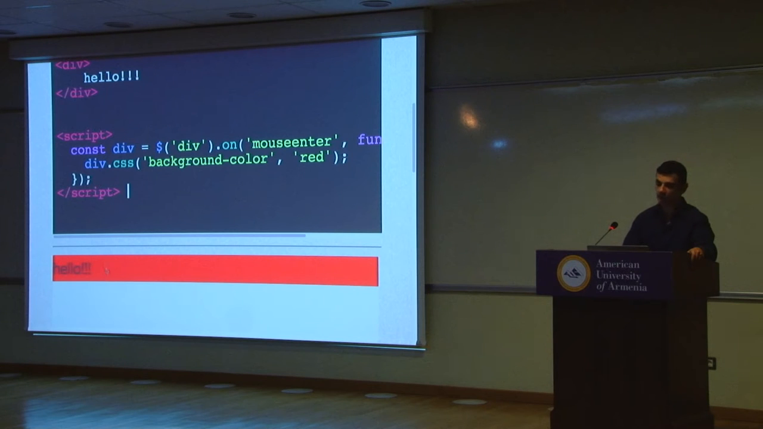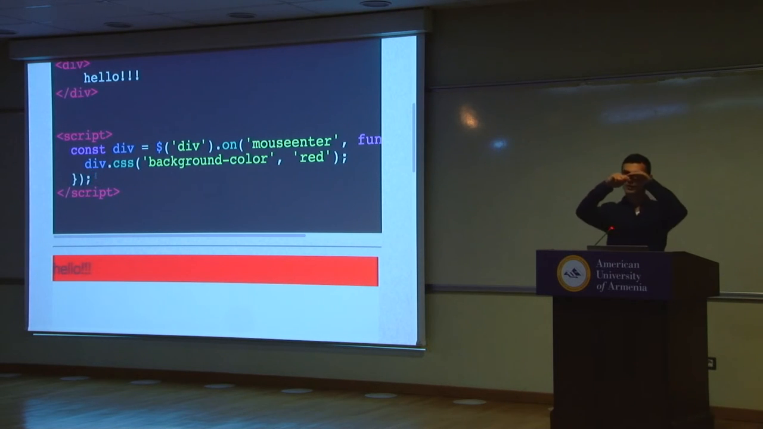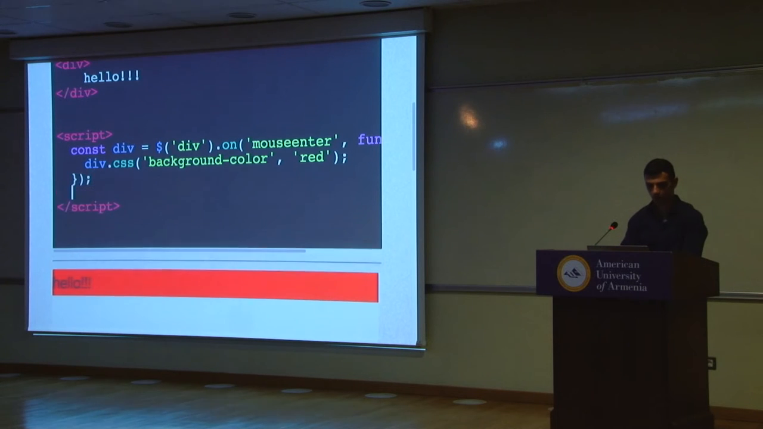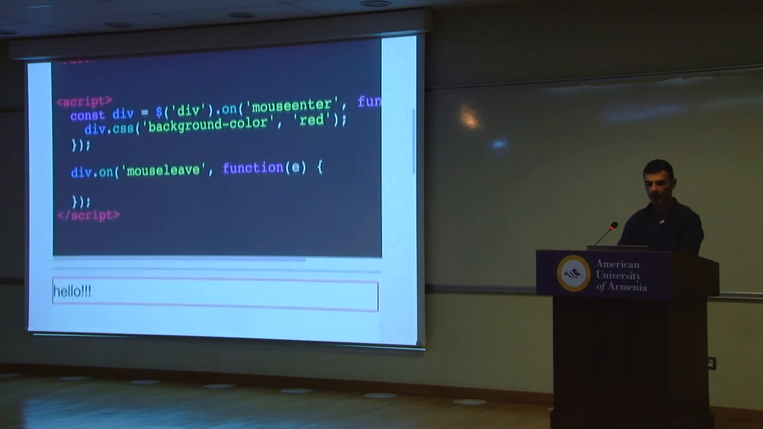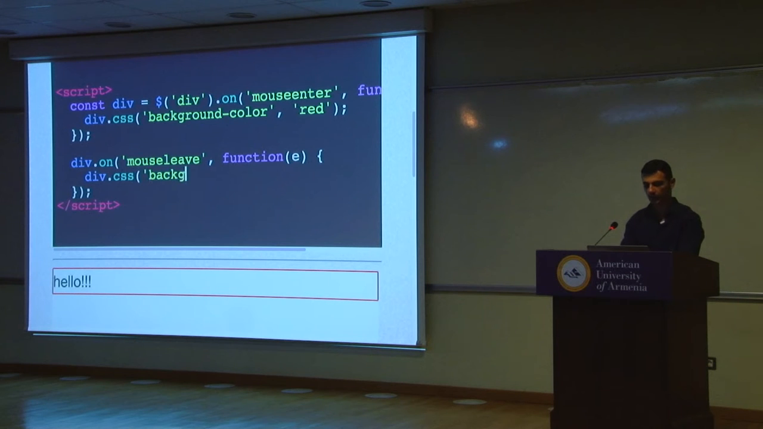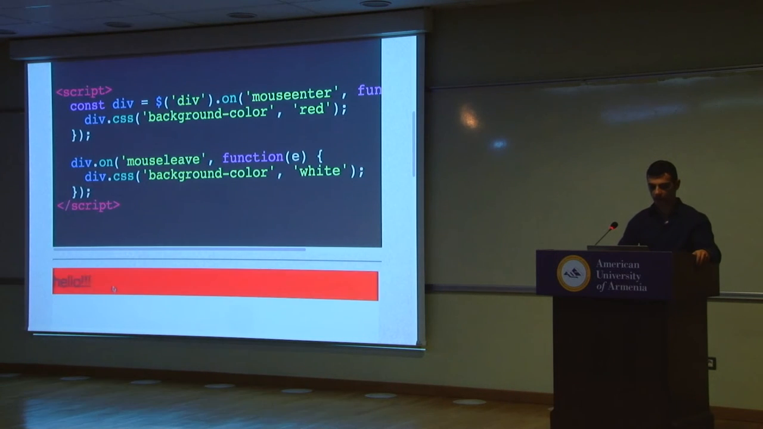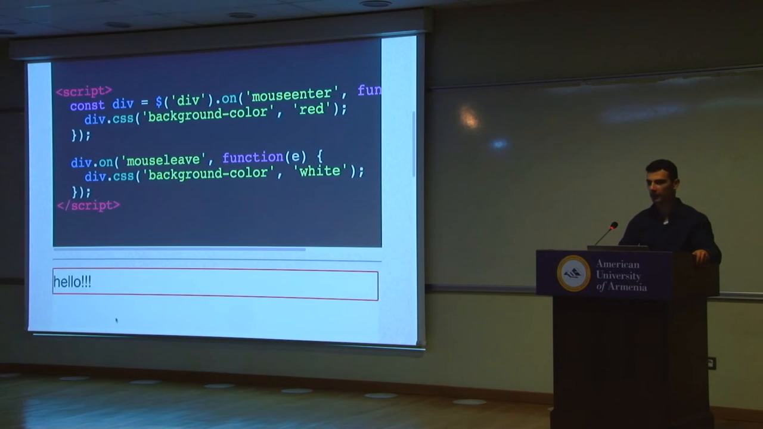Now let's add an event to know when the mouse leaves, so we can flip it back. Let's do another one, div.on. Remember that this div is now referencing the result of the selection. So I can do div.on mouseleave, and when it leaves, div.css background color white. So we enter, leave, enter, leave, enter, leave. You guys starting to get why this might be important? Cool. Yes?